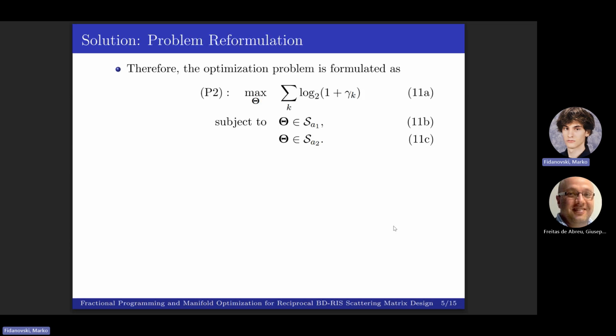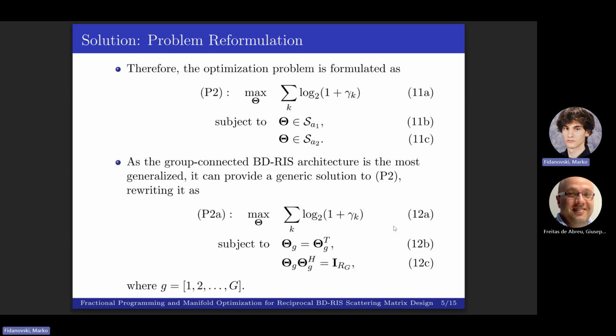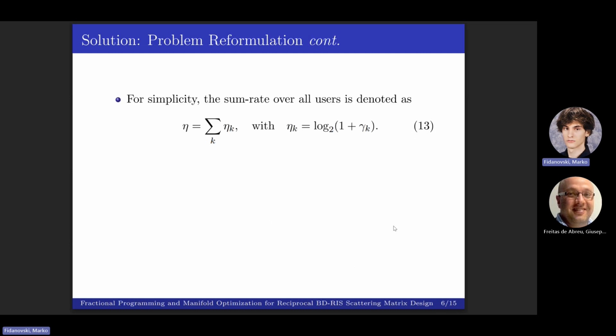As such, now that optimization problem P2 can be rewritten into the more general form P2A, where we now focus on the group connected BD-RIS architecture, which is the more generalized architecture, and then therefore we can provide a solution for the fully connected, group connected, and the single connected just by changing the number of groups we have in the BD-RIS.